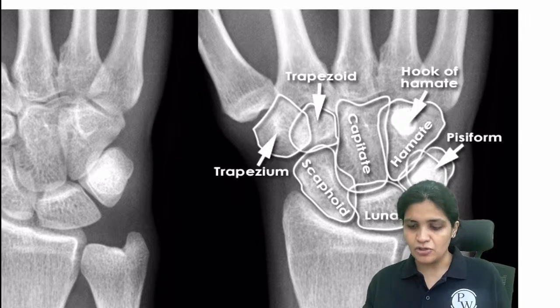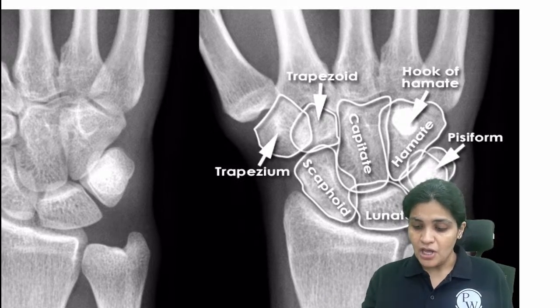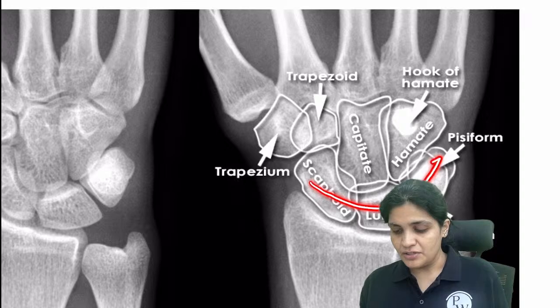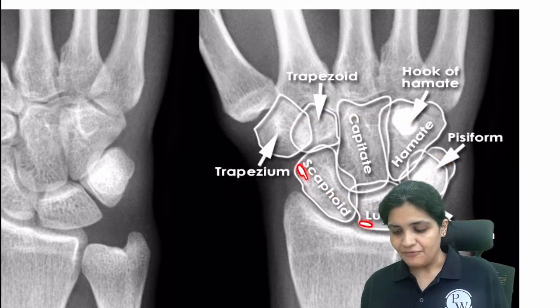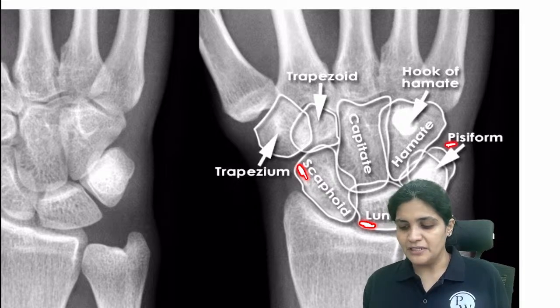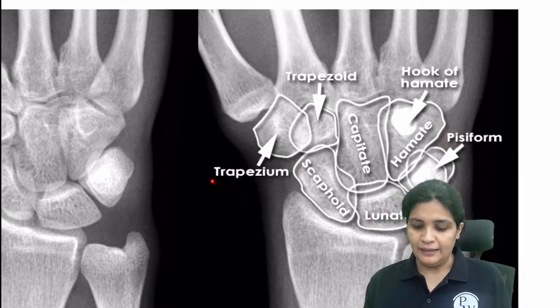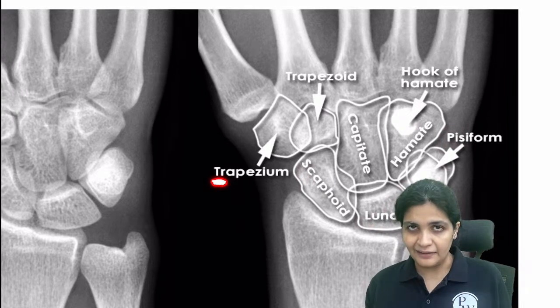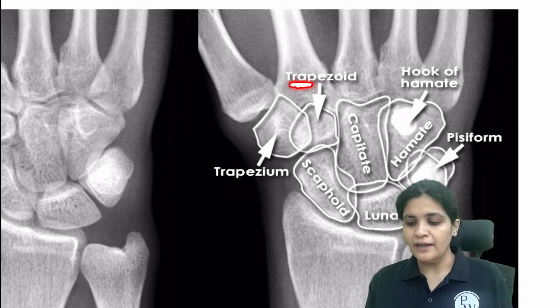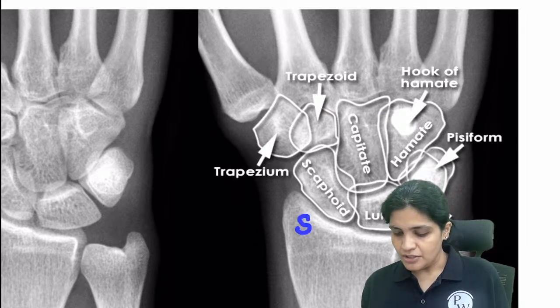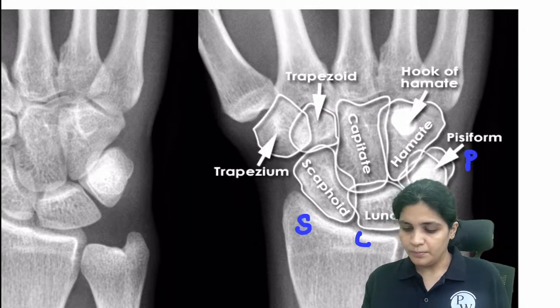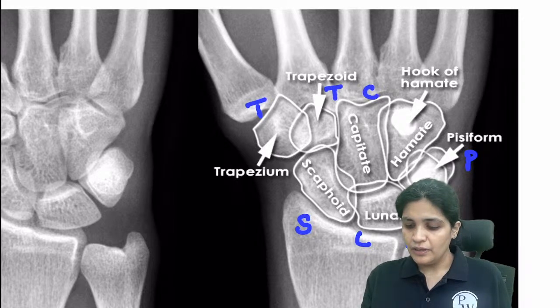I have put this also so that whenever you revise, it will be easy for you. This is what I was talking about. This is the proximal and this is the distal. Proximal, we start: scaphoid, lunate, triquetrum, pisiform. "She looks too pretty," right? And then again distal: trapezium, trapezoid, capitate, hamate. "Try to catch her." She looks too pretty, try to catch her.